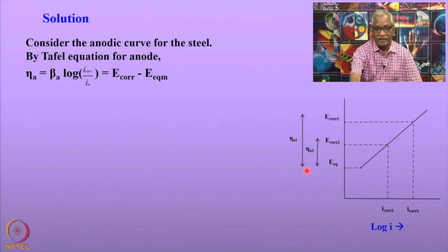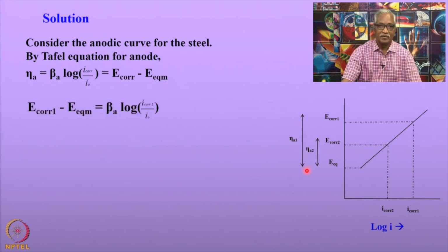Now, what we are looking at is we are shifting. So, the same equation is given here. We are rearranging the equation over here. ECAR minus the equilibrium potential is given as beta, the Tafel slope, times the logarithm of the exchange current density upon ICAR 1, that is the metal that suffers corrosion when buried in the soil.